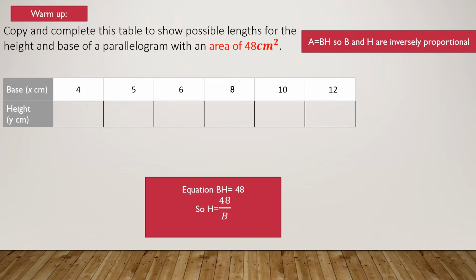So 48 divided by 4 is 12, 48 divided by 5 is 9.6, 48 divided by 6 is 8, and so on.